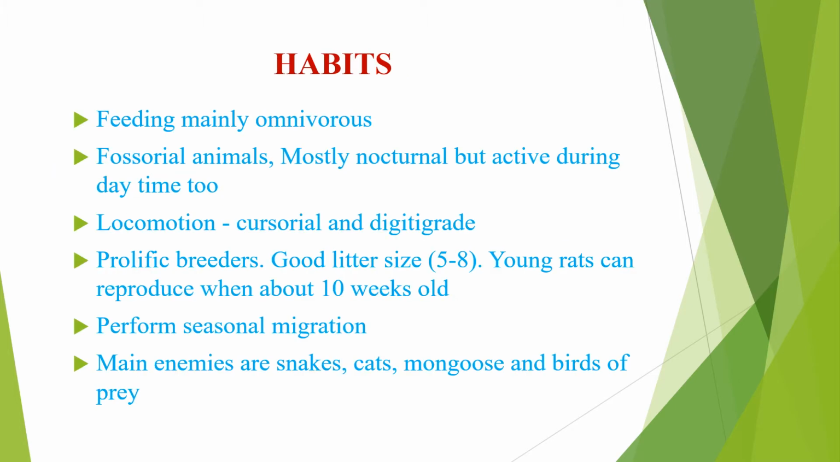Now we will discuss the habits of rat. Rat is mainly omnivorous. They feed on human eatables, eggs, meat, pigs, prawns, fishes, etc. They are mainly fossorial animal, means they make burrows. They are mostly active during night time, so they are mostly nocturnal, but can be seen active during daytime too.